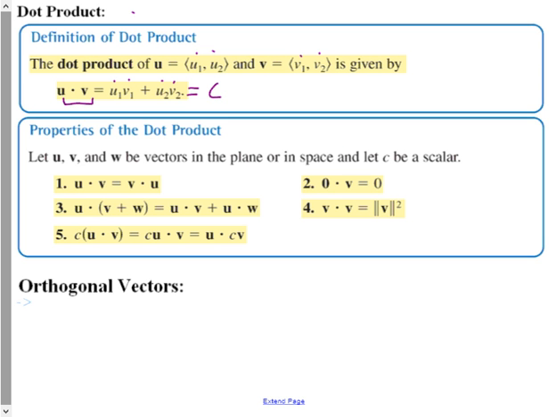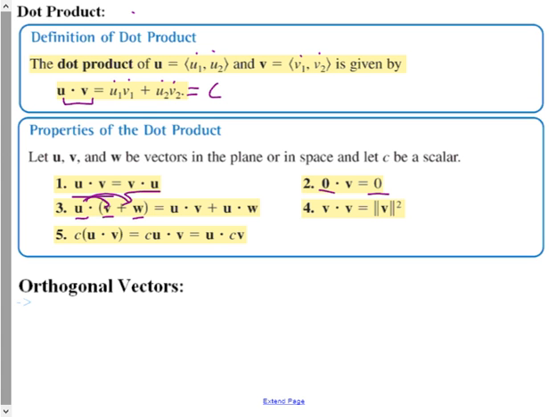We have three different vectors, u, v, and w. Order doesn't matter here. u dot v is the same as v dot u. Multiplying by 0 would get anything 0. If you add two vectors together first, v and w, and then do the dot product, it is the same as if you distribute u in. So we've got the dot product of u and v, plus the dot product of u and w.